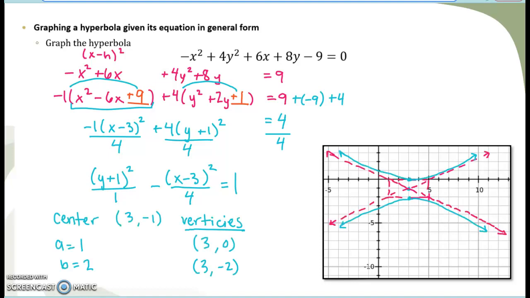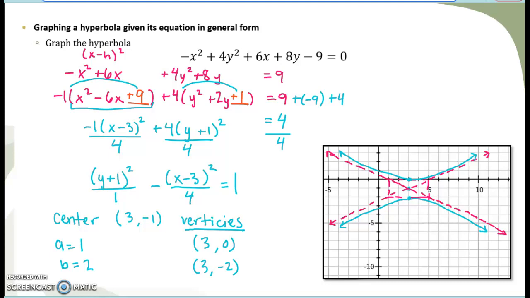So here is my work. My center is at 3, negative 1. Now the common mistake is to put negative 1, 3 or 3, 1. Okay. The h is always attached to the x. The k is always attached to the y. And I have to have a y minus k, so it turns out my k is a negative 1. A is always the square root of the denominator of the positive fraction. So a equals 1, b equals 2.